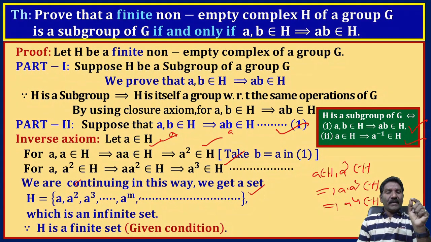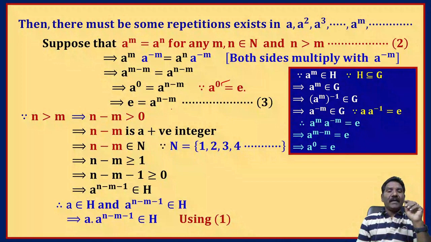Since H is a finite set, which is the given condition, there must be some repetitions among the elements of H: a square, a cube, and so on, a power m, and so on. Suppose two elements are equal: a power m is equal to a power n for some m, n belonging to the set, with n greater than m. It is denoted by equation 2.